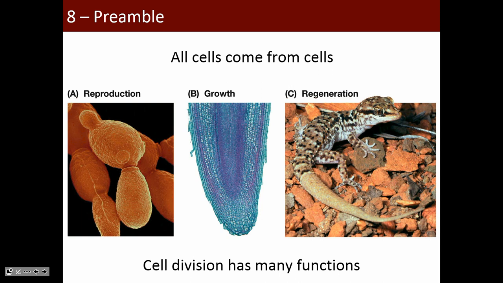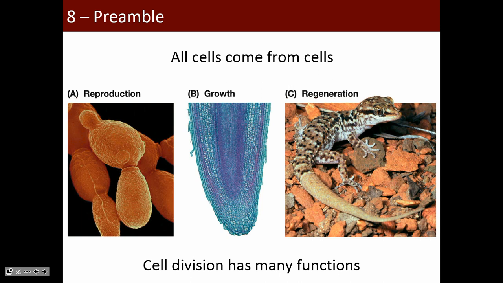So if we think back, we only have a handful of theories in biology, but one of them that we mentioned at the beginning of chapter 4 is the cell theory, right? And we said all cells come from pre-existing cells, right? So this is the way we get new cells. We do cell division so that we can produce new cells. And we might need to produce new cells for a number of different reasons, okay?